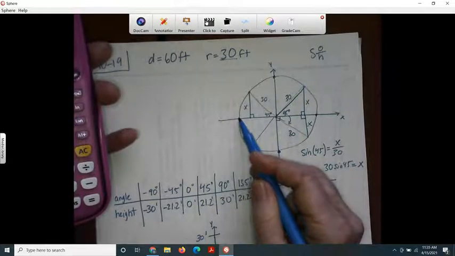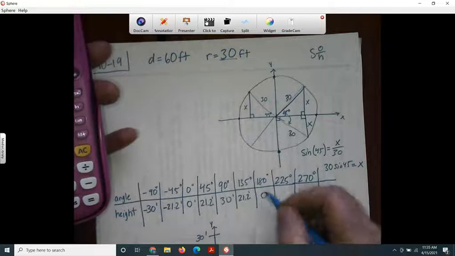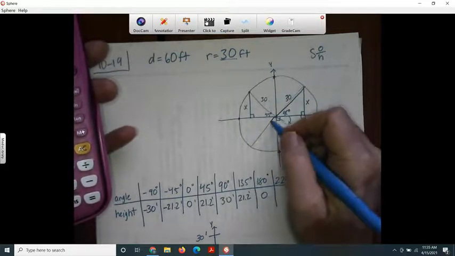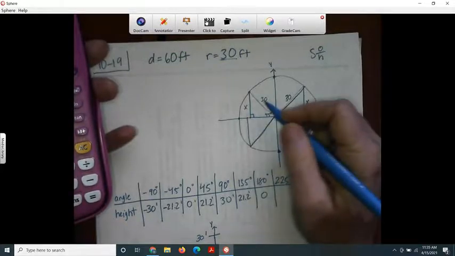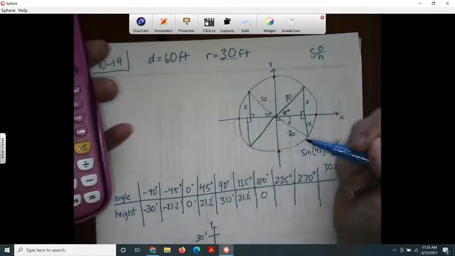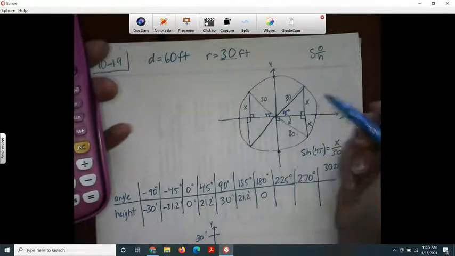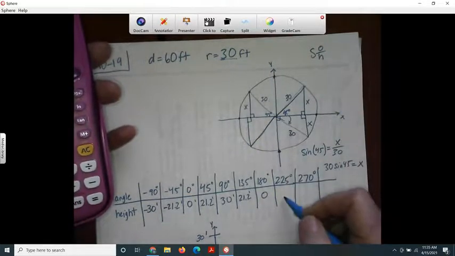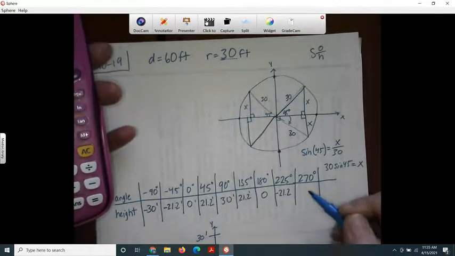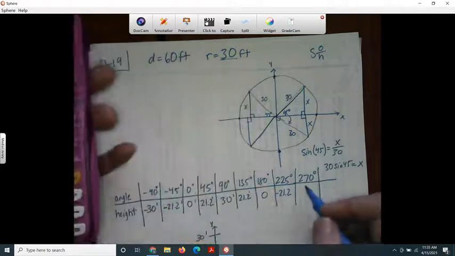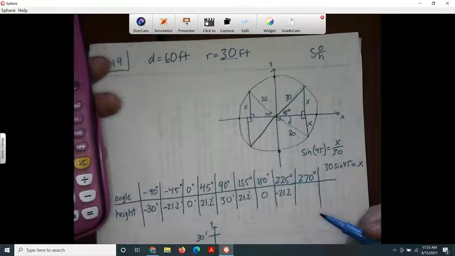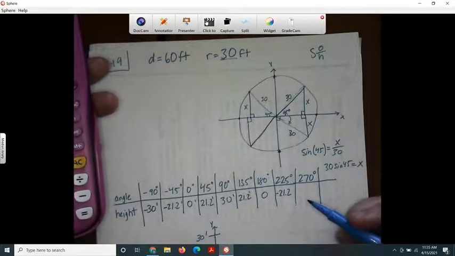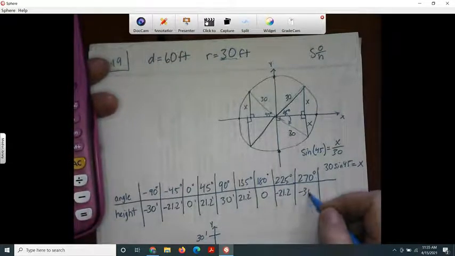225, well, this is a 45, 45, 90. It's just going to be another one of these. It's going to be negative 21.2 because we don't need to keep calculating this over and over again. 270, my height's going to be negative 30 again. So I filled this out, and then I'm supposed to get myself a graph.